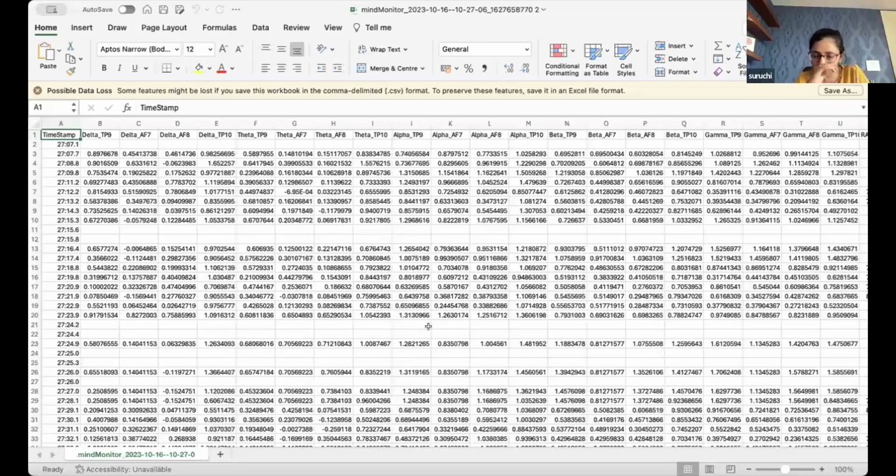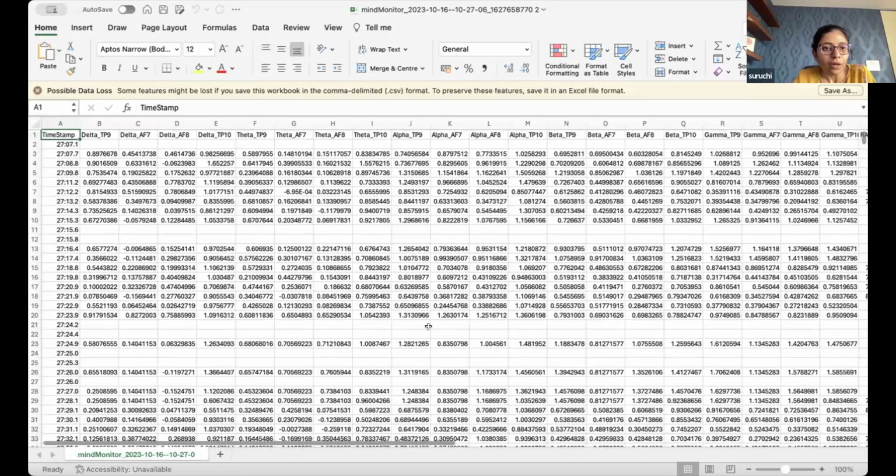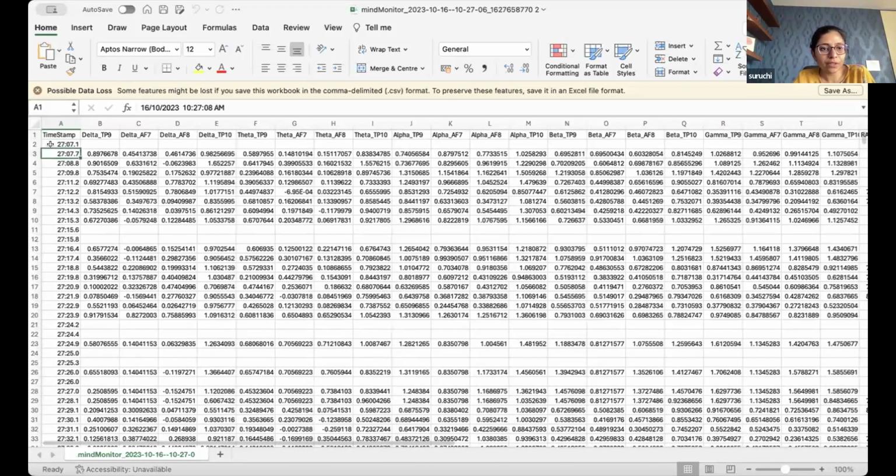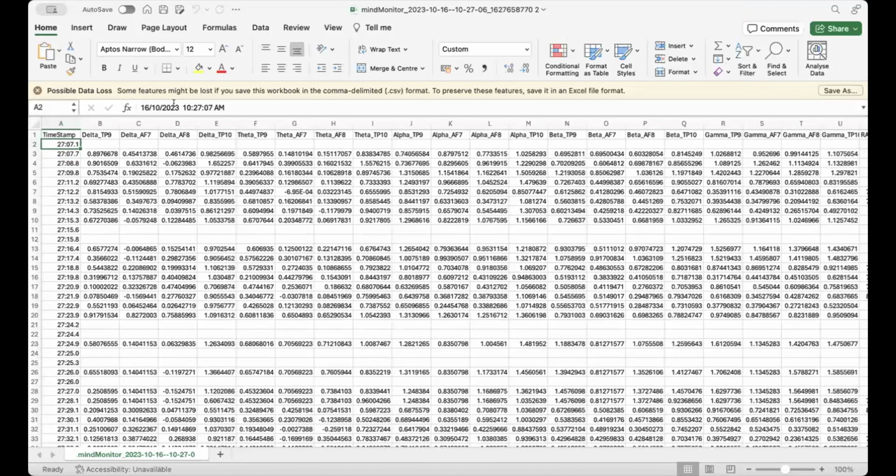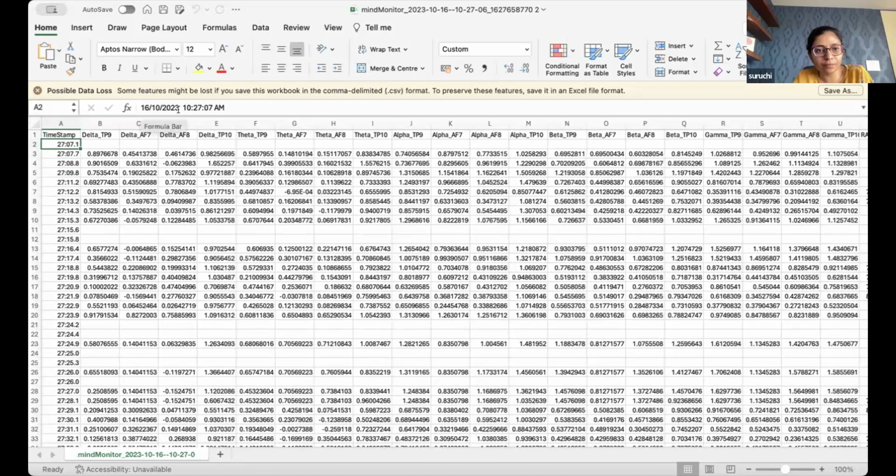Let me share my entire screen. So this is what you've shared with me. You can see the timestamp here. It's showing the date, and 10 a.m., 27 minutes, 07 seconds. That's your first sample. Then your second sample is 08 seconds. So each second you are having only one sample.